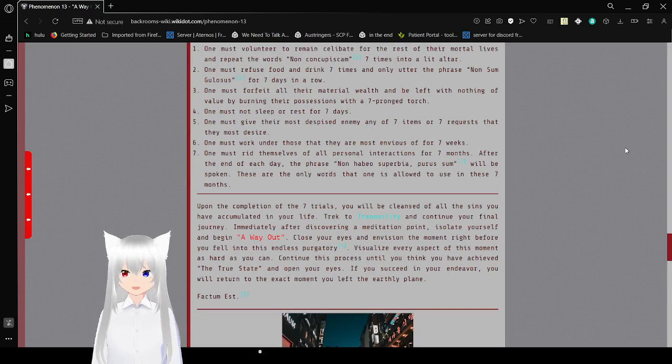Three, one must forfeit all material wealth and be left with nothing of value by burning their possessions with a seven-pronged torch. Four, one must not sleep or rest for 7 days. Five, one must give their most despised enemy any of seven items or seven requests that they most desire. Six, one must work under those whom they are most envious of for 7 weeks.